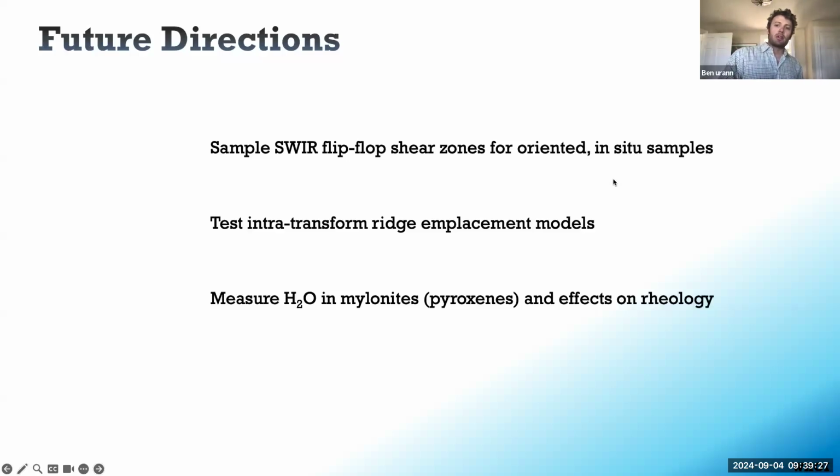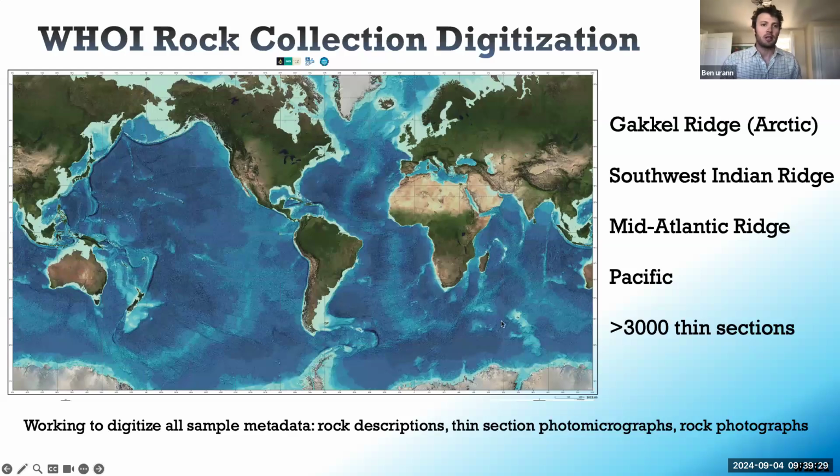Another topic that I wanted to briefly talk about is something that I've taken on since coming back to Hui, and I hope that some of you might be interested in this work. What we're trying to do is digitize the Hui rock collection. Hui has samples from the last 60 years, and they extend anywhere from the Gakkel Ridge to the Southwest Indian Ridge, Mid-Atlantic Ridge, Pacific, from Cayman, and everywhere in between.